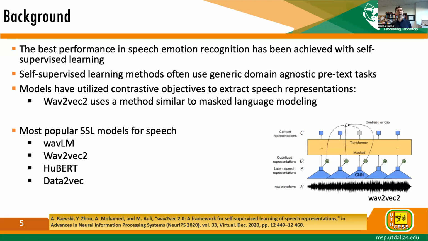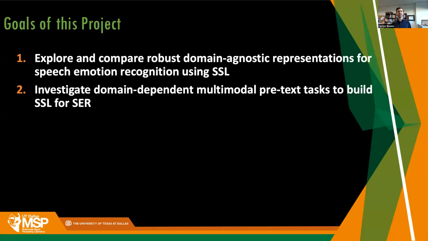The four most popular self-supervised learning representations for speech are WavLM, Wav2Vec, HuBERT, and Data2Vec. These are by far the four most popular systems or representations that have been provided for different tasks, not just emotion recognition, but also for tasks like automatic speech recognition, speaker ID, speech synthesis, and so on.